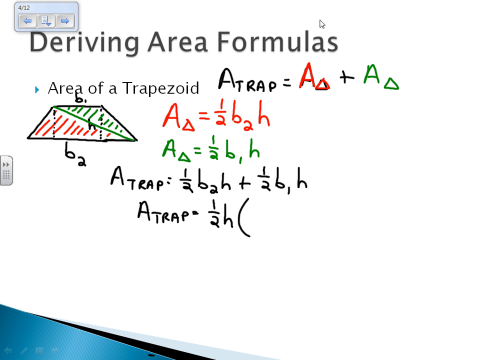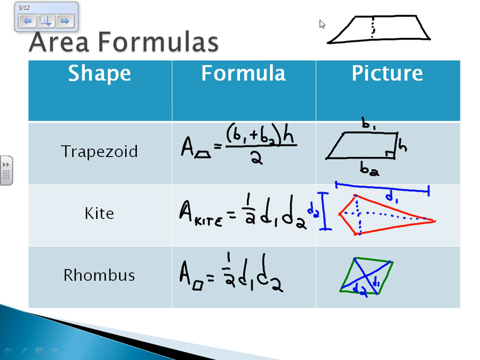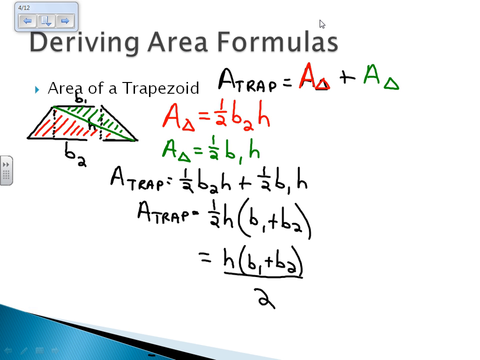What gets left inside the parentheses? We have B2 plus B1. Is it okay if I flip those around? So I'm going to say B1 plus B2. And then that's exactly what we wrote. We just wrote it a little differently. We just wrote H times B1 plus B2 over 2. Notice that this formula is exactly what we started with, except it's backwards: sum of the bases times the height divided by 2.